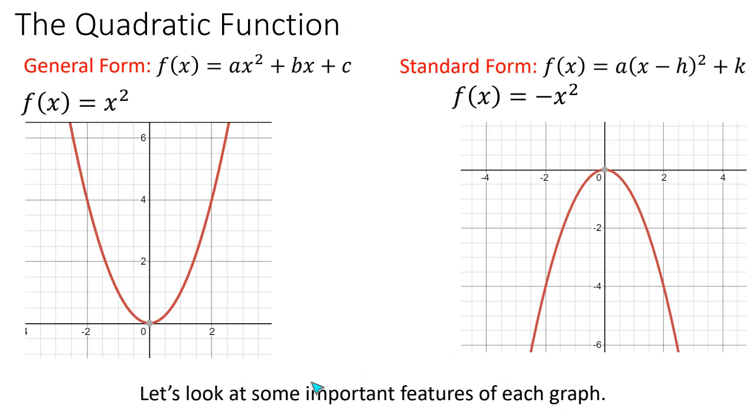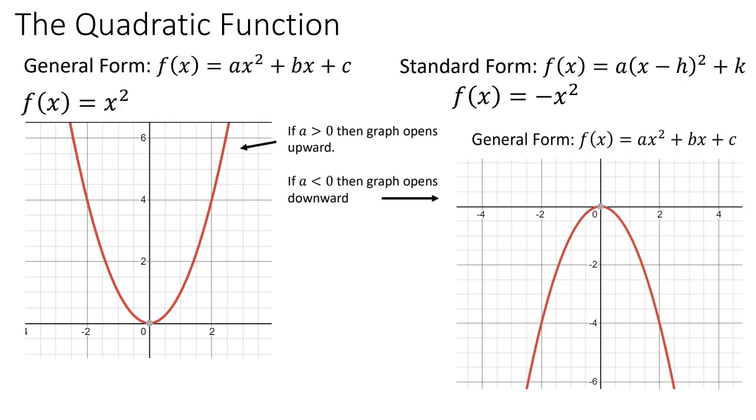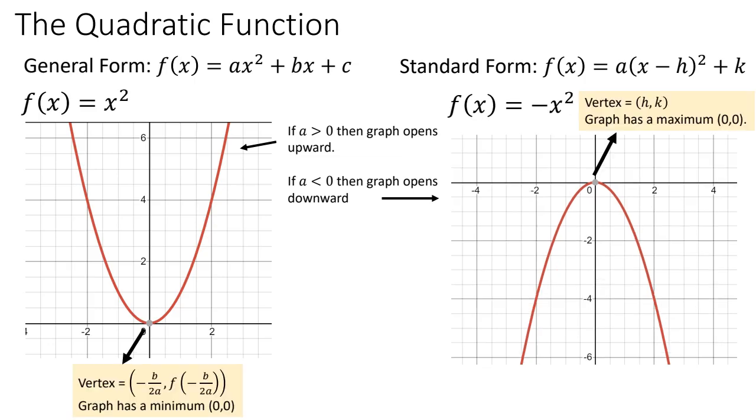Let's look at some other features. Again, it's going to open upward if the number in front of x squared is positive, and it's going to open downward if the number in front of x squared is negative. The bottom part of this parabola, we call the vertex, and we also say it has a minimum point at 0, 0. The vertex can be found in two ways. One, we can use this formula here, or we can use the standard form. Now, if the parabola is opening downward, then the vertex is going to have a maximum point.